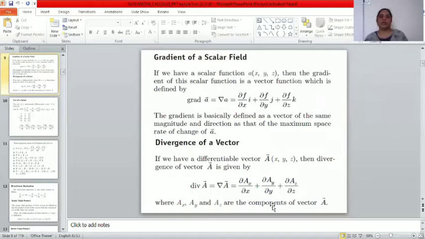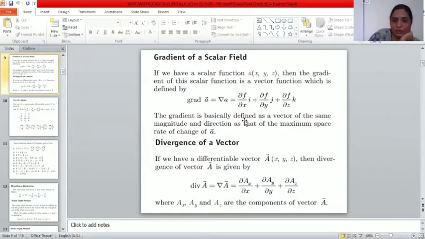Okay, next, very important: gradient, divergence and curl. So what is the gradient? If we have a scalar function phi of x, y, z, this is a scalar function, not a vector, then the gradient of the scalar function is called del phi, and the del operator is nothing but dou by dou x, dou by dou y, dou by dou z, right?